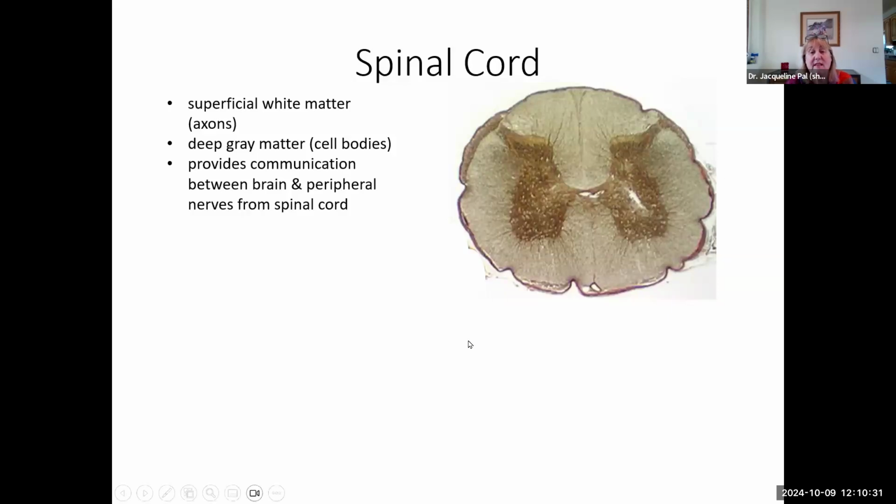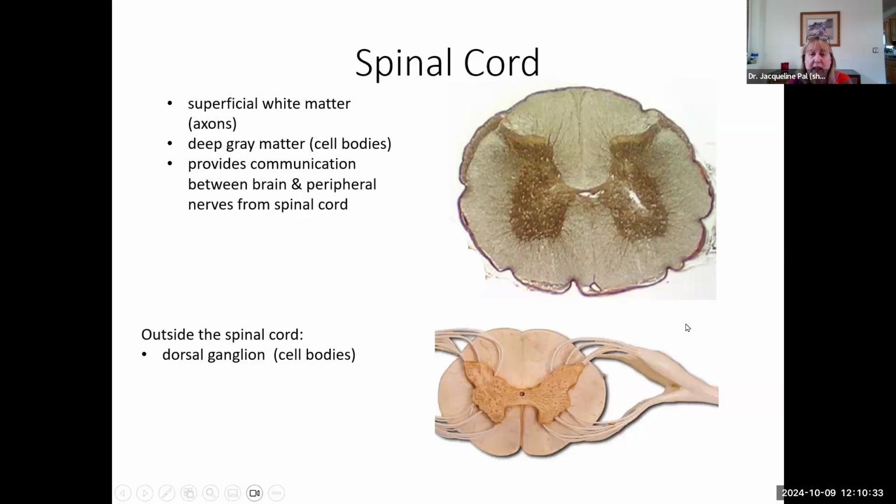So let's look outside the spinal cord and see what that looks like. And for that, let's look at this model. So here is the spinal cord. And if we look on this side of the spinal cord, you can see this swelling right here. This swelling is on the posterior or dorsal side of the spinal cord, and so it's called a dorsal ganglion. And it is where the cell bodies of the sensory neurons are located.